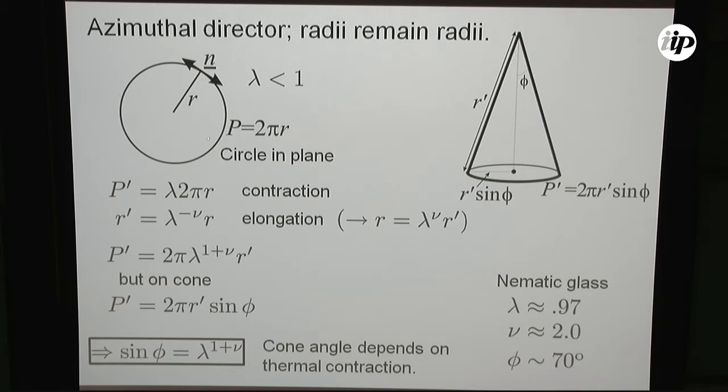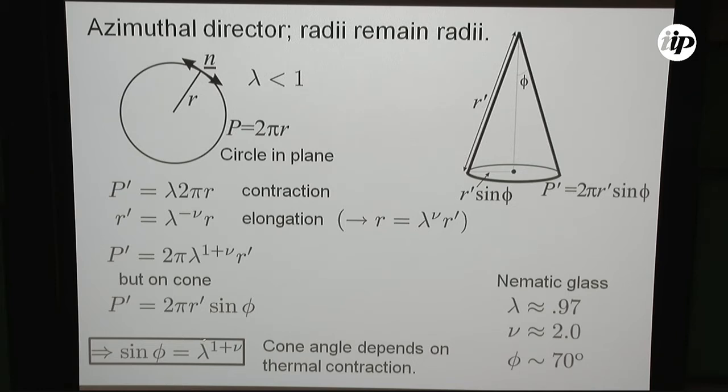by a factor of lambda, and this radius extends by a factor of lambda to the minus nu. And so I can say that that's the new length here. This is the new circumference that's generated by this new in-space radius, and the ratio of those two gives me sine phi.